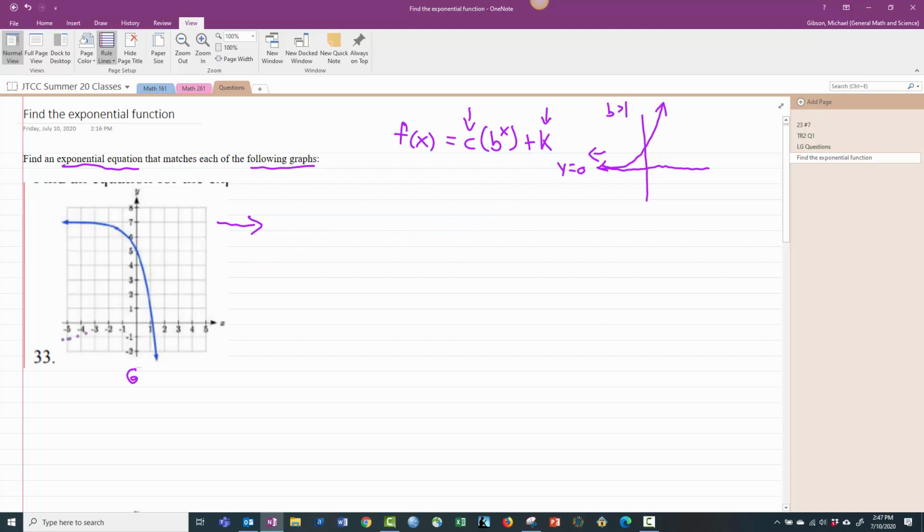Let's find the k. The standard function has the horizontal asymptote at 0. This has it up here at 7. So this tells us that our k is 7.